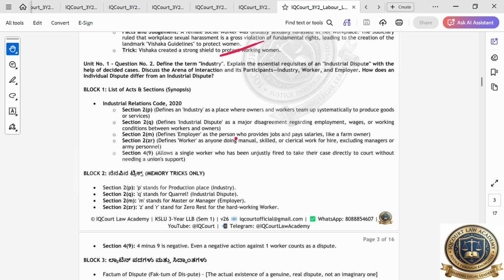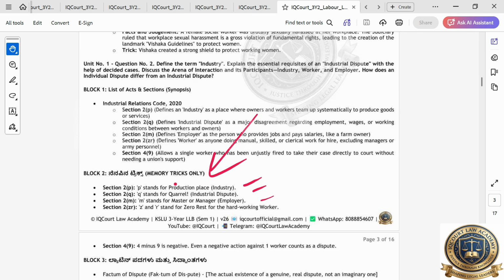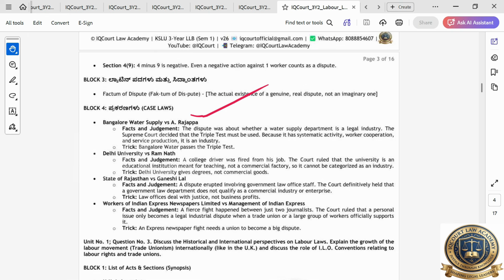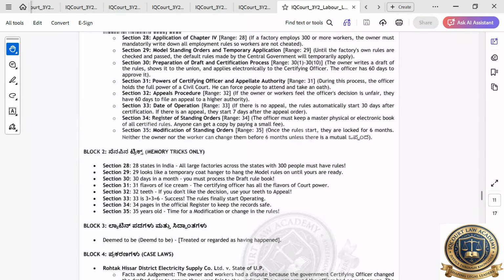Second code, define industry. For this question, you will have to write these sections. We are also providing the tricks. P means production, industry. This is just for the tricks. Q means quarrel, meaning industrial dispute. M means manager, meaning employer. ZR means zero rest for hard worker, meaning worker, the definition of worker. Also we are providing the case laws along with the tricks to remember the case laws. Everything we are providing. This is unique study material, premium high quality study material by IQCourt Law Academy.